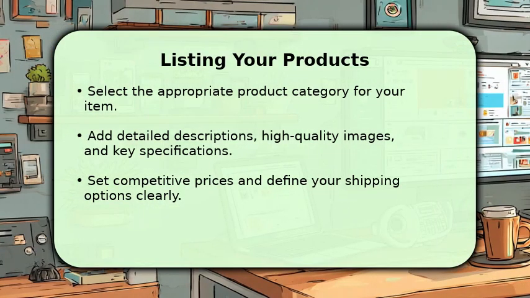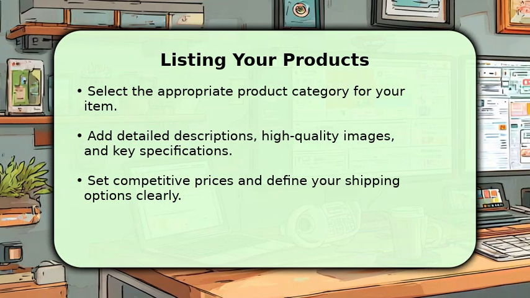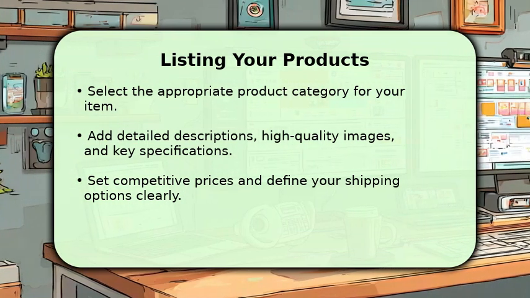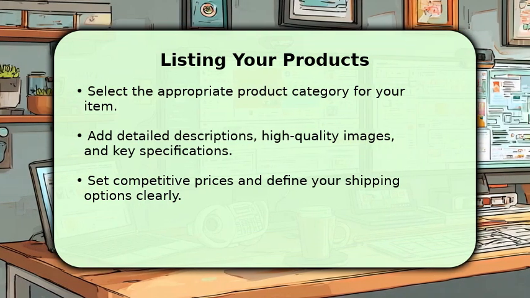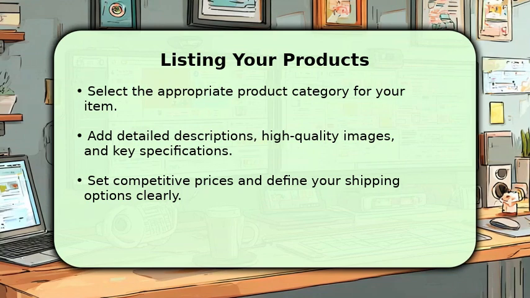Now, let's get your products listed. First, choose the correct category to ensure buyers can easily find your items. Then, upload at least 3 high-resolution images and write a comprehensive description, highlighting unique features and benefits.